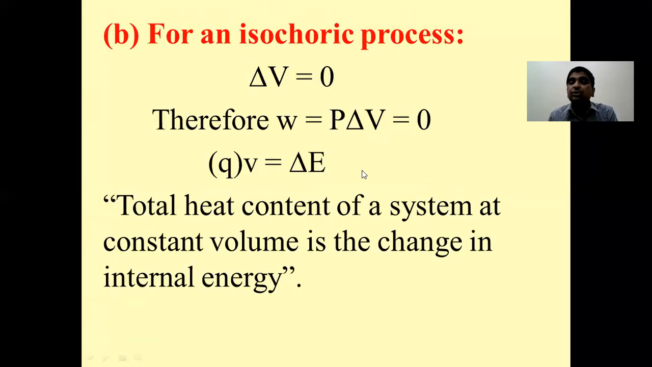If that work done is due to pressure volume type of work done, then Q at constant V becomes delta E, that is the total heat content of the system at constant volume is the change in internal energy. So here we get a new definition of change in internal energy based on the first law of thermodynamics for isochoric process.